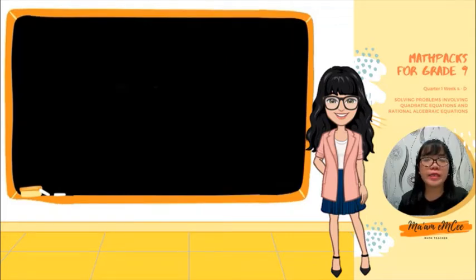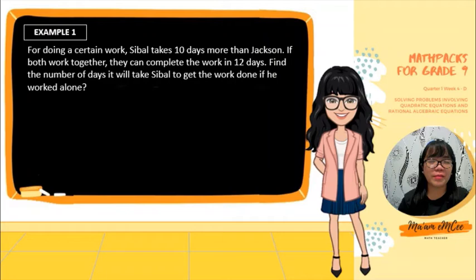Now let us proceed with the first example on your MathPacks. For doing a certain work, Siebel takes 10 days more than Jackson. If both work together, they can complete the work in 12 days. Find the number of days it will take Siebel to get the work done if he worked alone.